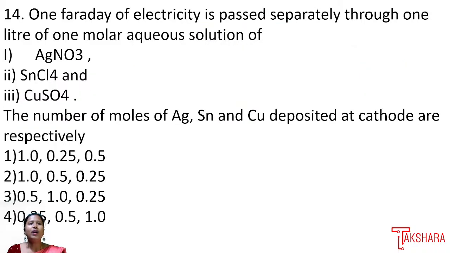Next we have: 1 Faraday of electricity is passed separately through 1 liter of 1 molar aqueous solution of AgNO3, tin chloride and copper sulfate. The number of moles of silver, tin and copper deposited at the cathode are, respectively. They are asking how many moles of silver, tin and copper settle at the cathode.